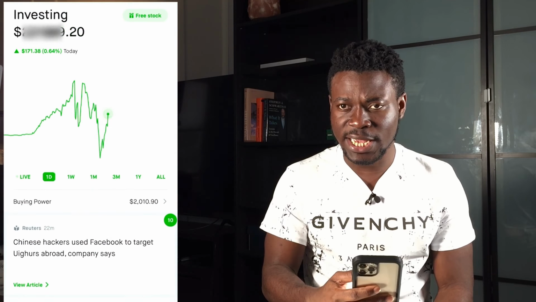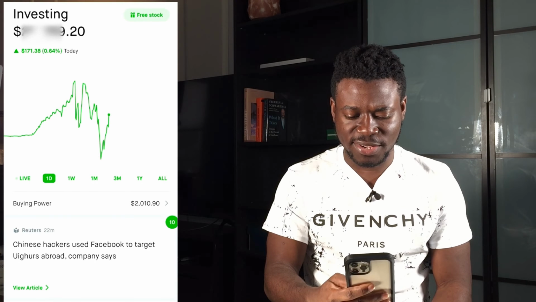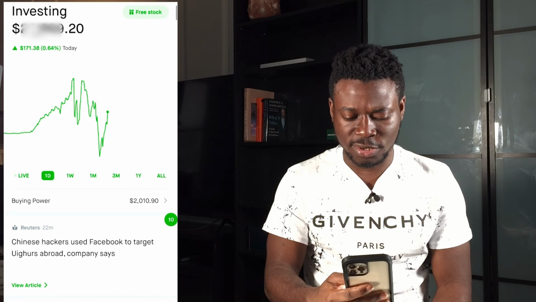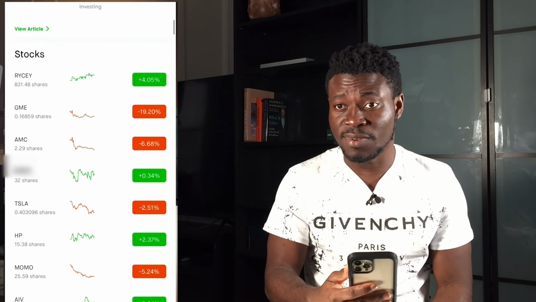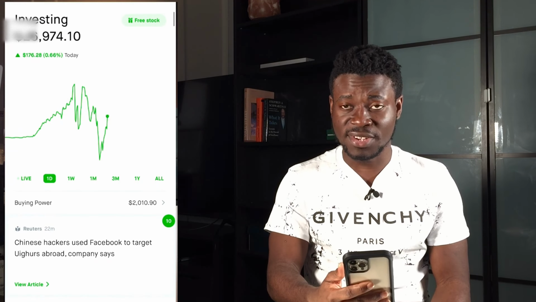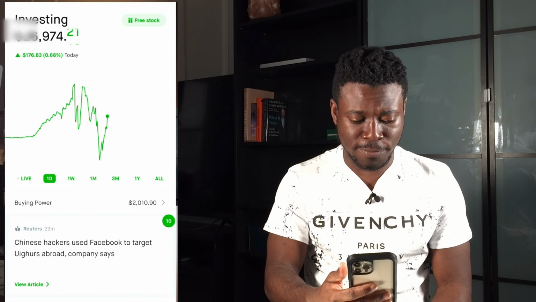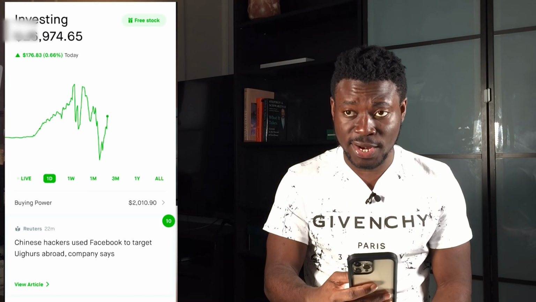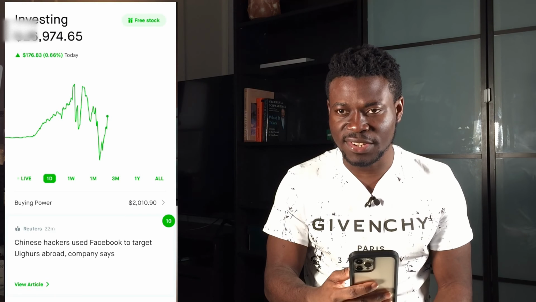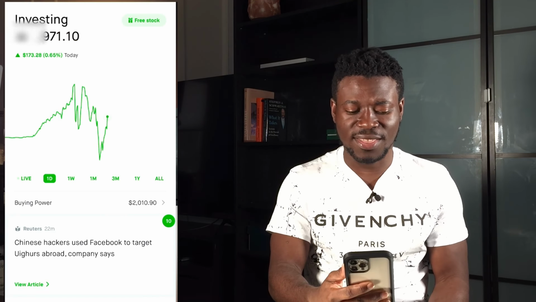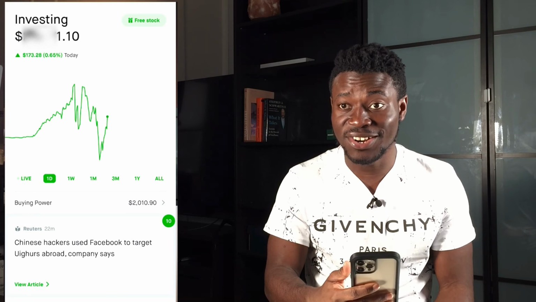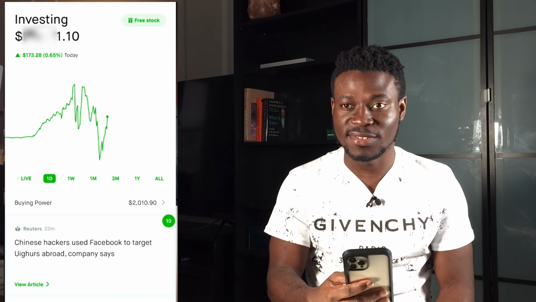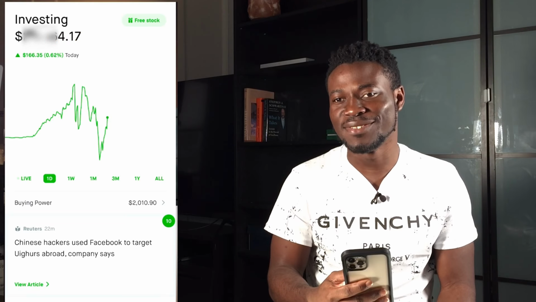Right now we are in, and just by scrolling up and down, you can easily tell that the application is very easy to use. There isn't so much going on. So right at the top, it tells you how much you're investing. If you are not investing anything, I think it's probably going to tell you $0 there. I'm going to blur out how much I'm investing because I don't want you guys to see it right now.